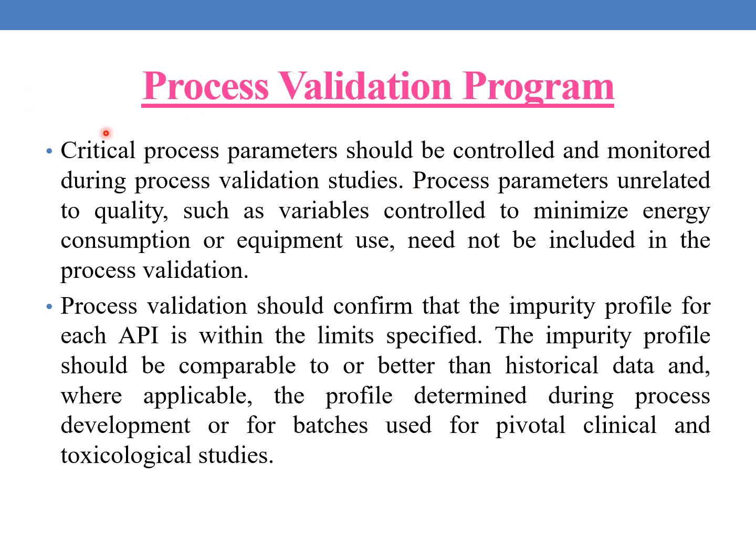Process parameters unrelated to quality, such as variables controlled to minimize energy consumption or equipment use, need not be included in the process validation. Process validation should confirm that the impurity profile for each API is within the limits specified, and the impurity profile should be comparable to or better than historical data. And where applicable, the profile determined during process development or for batches used for pivotal clinical or toxicological studies.